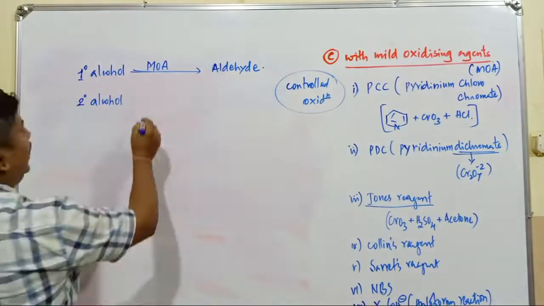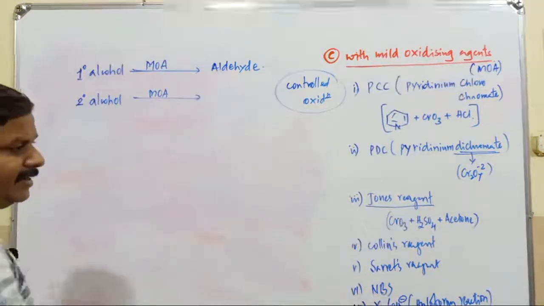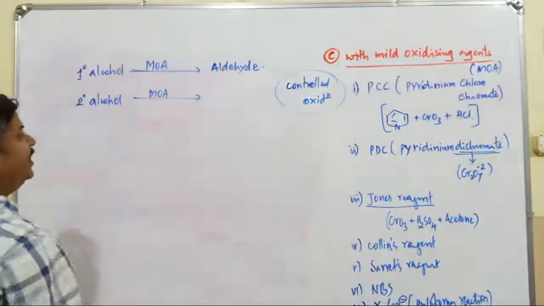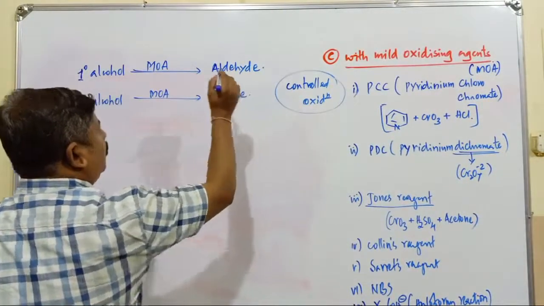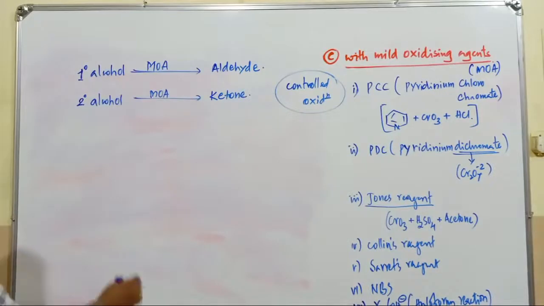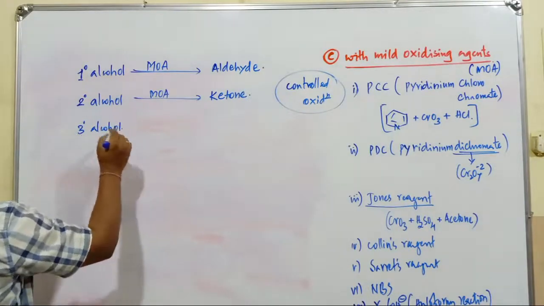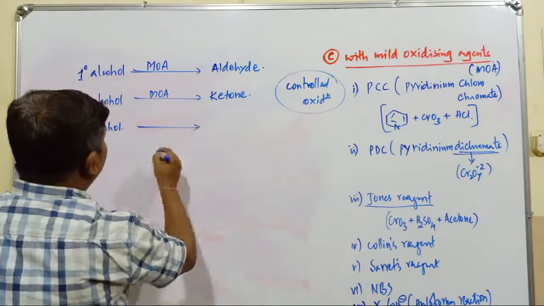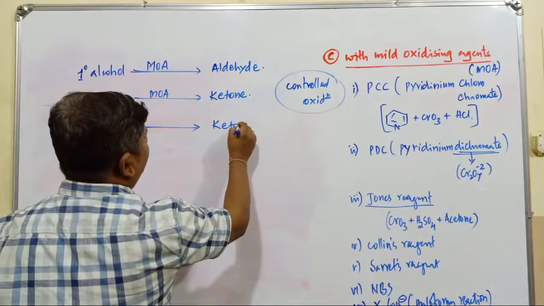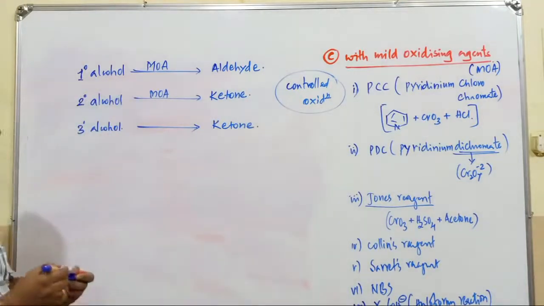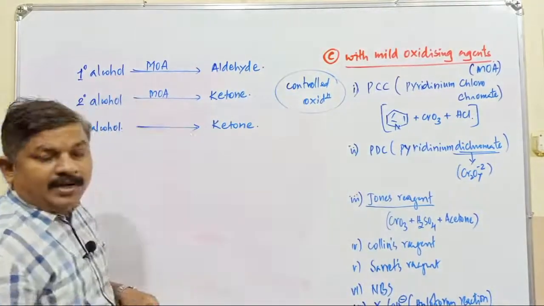Next one, secondary alcohol in presence of any mild oxidizing agent, PCC, PDC, Jones reagent, any type of reagent you can consider. The compound is going to be a ketone. If it is a tertiary alcohol, in presence of this reagent, the compound produced is again going to be a ketonic compound. So further, ketone does not get converted into what? Carboxylic acid.